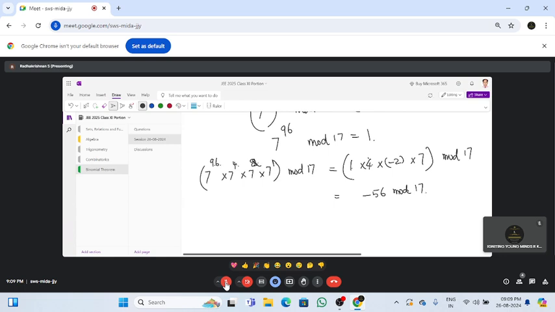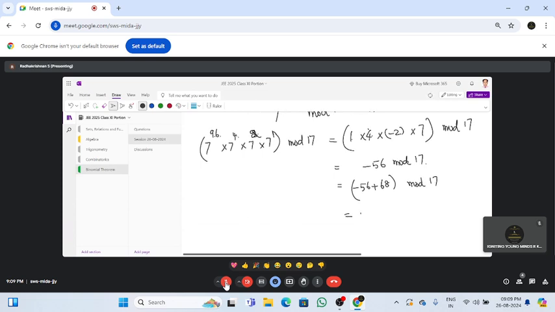To make it positive, we have to add 4 into 17, that is 68, to minus 56. Like I said, any multiple of 17 we can add. So that gives 12 mod 17, that means 12. So 7 to the power of 103 mod 17 is equal to 12. Using these mod properties, we have determined that the remainder is 12.